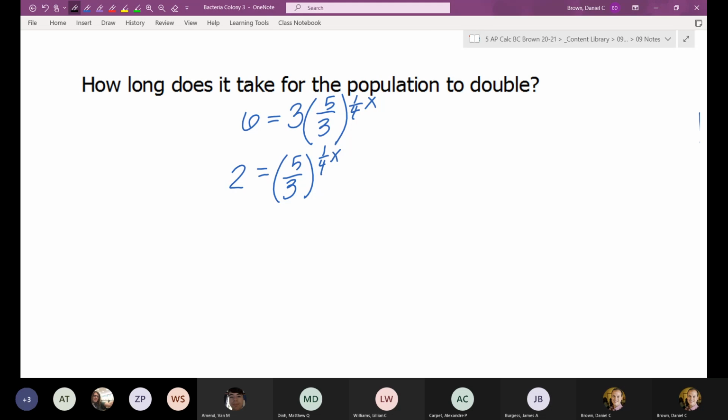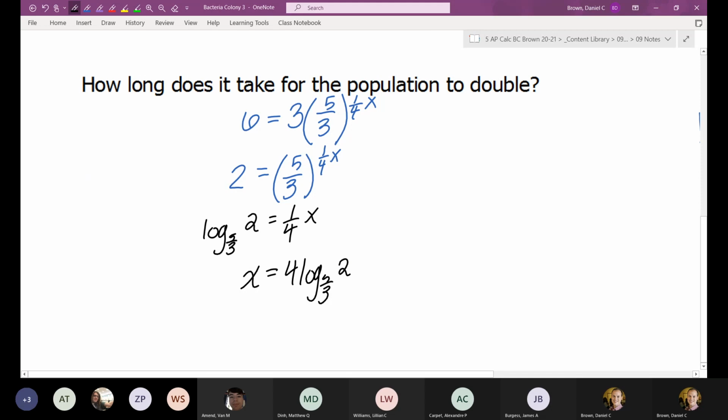You would take the log base 5/3 of both sides. That could work. So you want that 5/3 to cancel out. That'll become the log base 5/3 of 2 is equal to 1/4 of x. And then multiply by 4. So x would be equal to 4 log base 5/3 of 2.